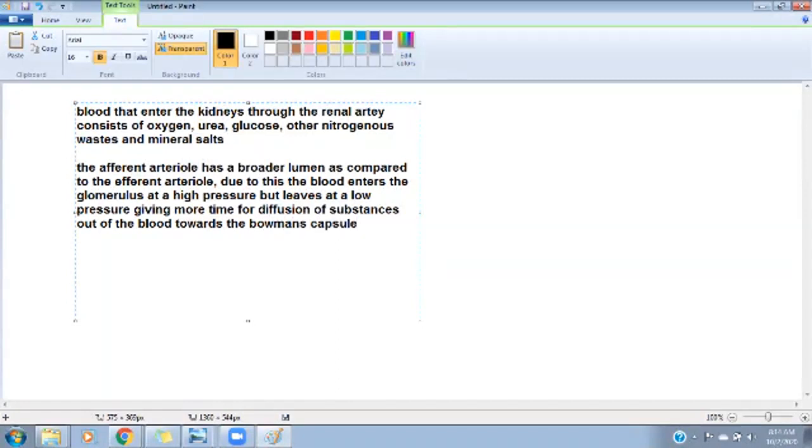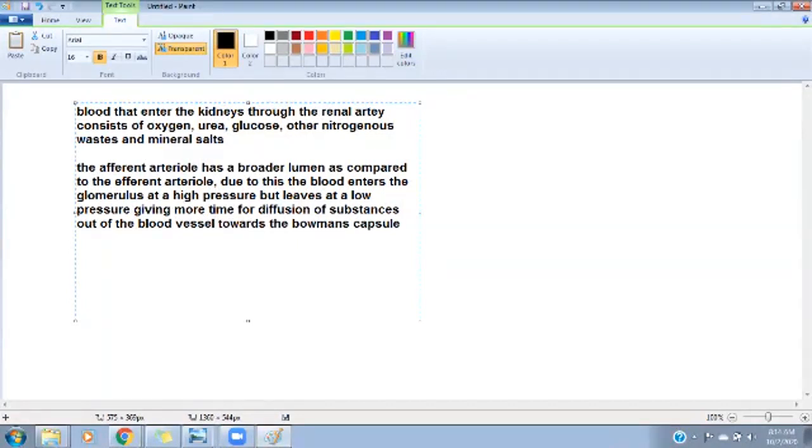ठीक है. तो आप देख सकते हैं the afferent arteriole has a broader lumen as compared to the efferent arteriole. Due to this, the blood enters the glomerulus at a high pressure but leaves at a low pressure, giving more time for diffusion of substances out of the blood towards the Bowman's capsule.